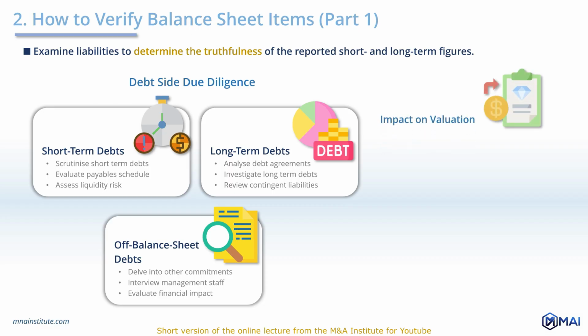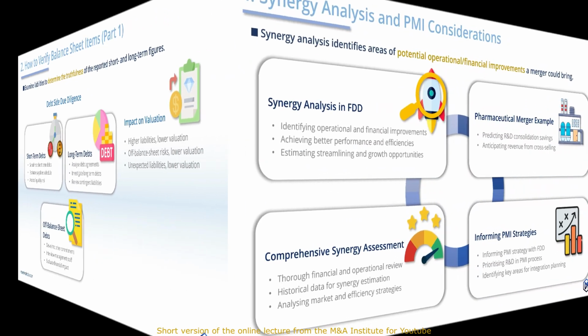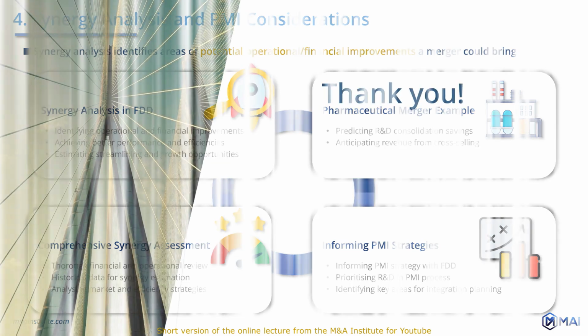Impact on valuation. Discovering higher than reported liabilities should lower the valuation due to increased immediate financial commitments. In particular, unearthing more off-balance sheet obligations than anticipated leads to a downward adjustment in valuation. Overall, any unexpected increase in liabilities, short-term or long-term, diminishes the perceived value of a company.